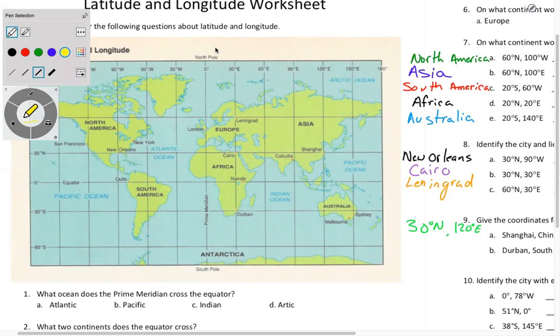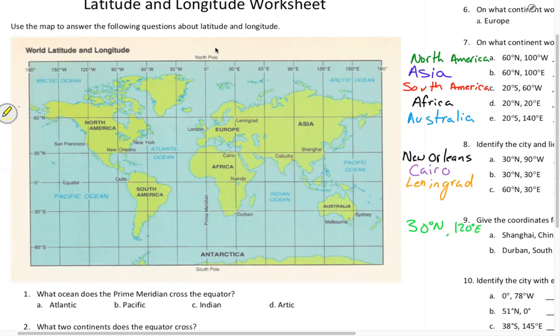John, Durban. Where is Durban? Durban is 30 south, 30 east. All right, identify this city with what? Nate, finish the directions because I can't see it. Identify the city with each pair of coordinates. All right, again, pick the one that's closest.